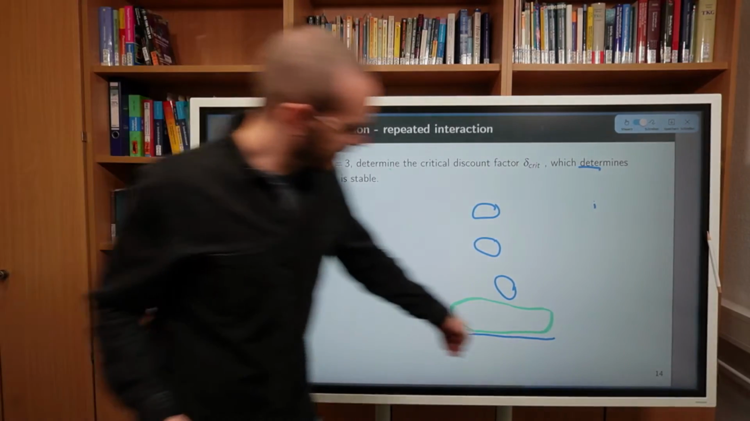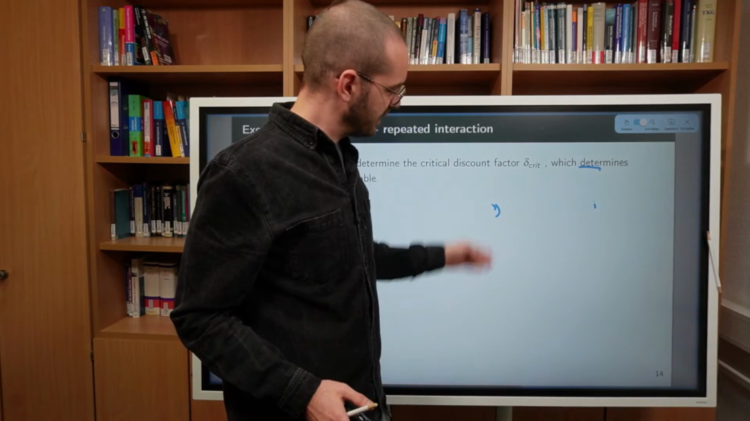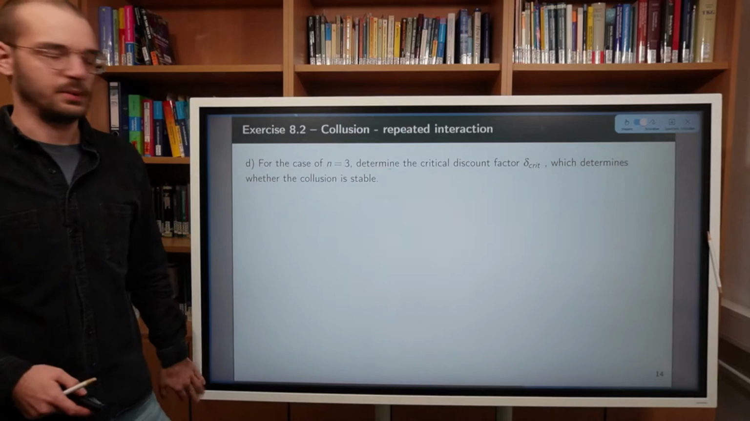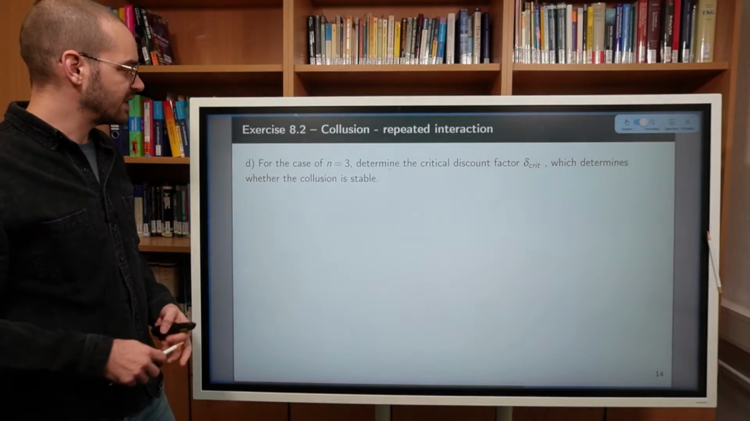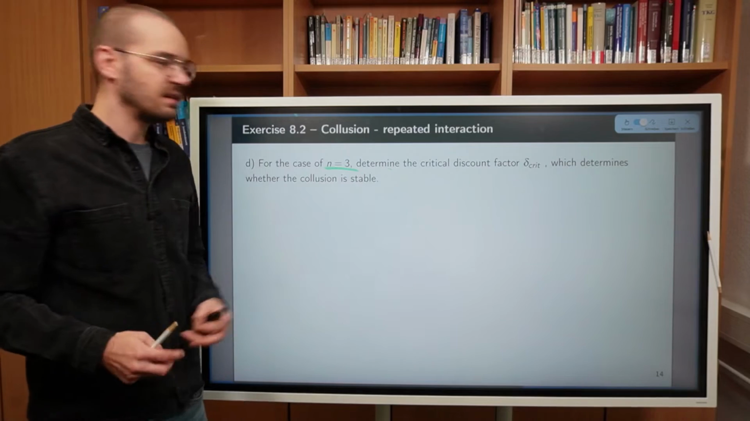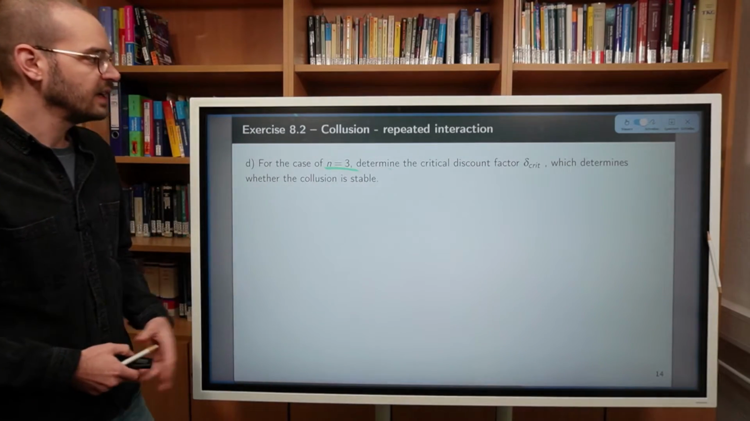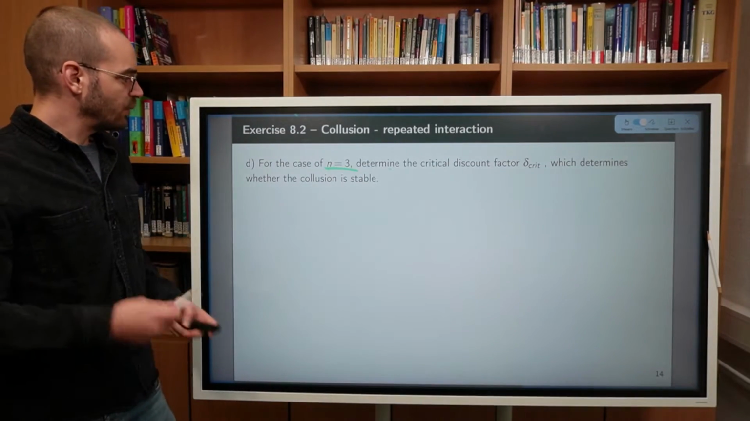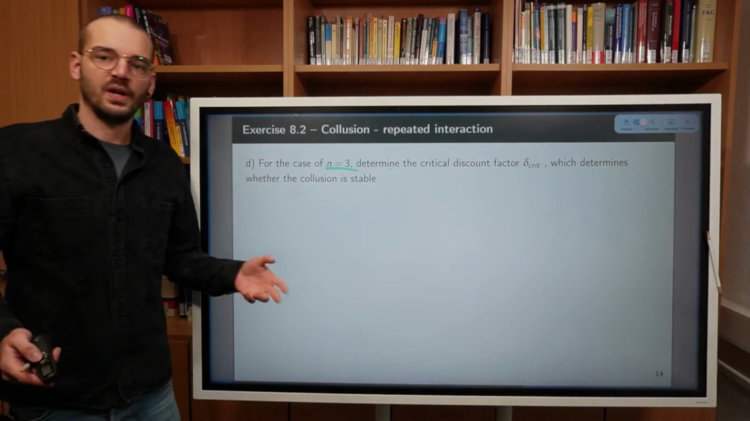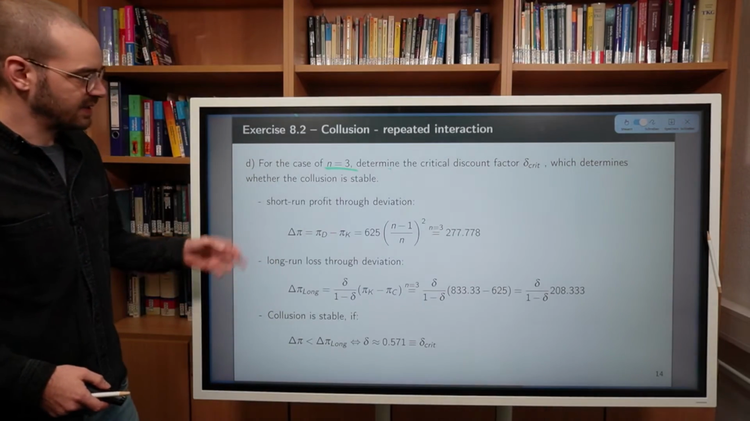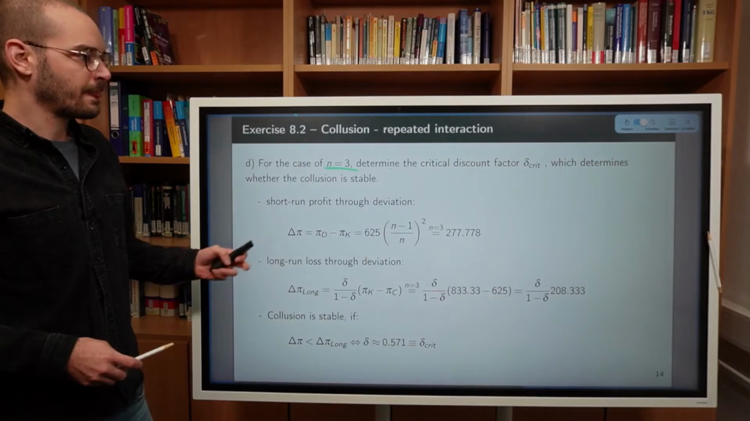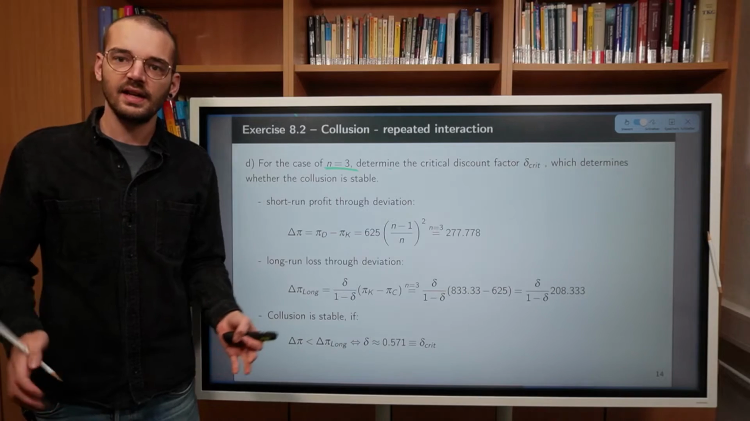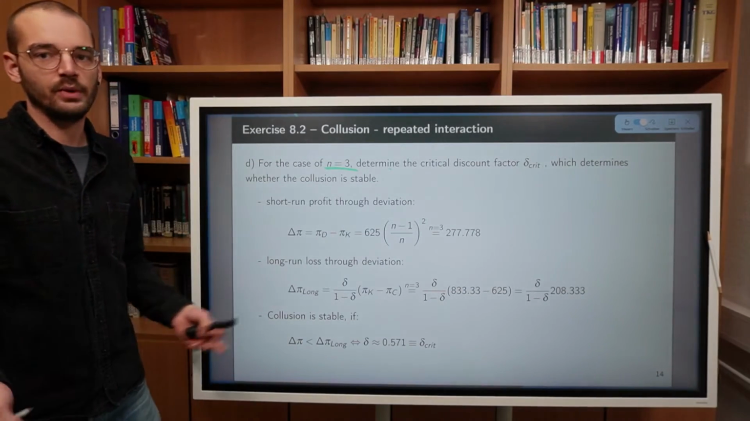All right, now let's get rid of n, so we have some actual results that we can talk about in a more straightforward way. So in this task D, we are asked to consider a case where n, the number of firms, takes a value of 3. And we are asked to determine the critical discount factor, delta crit, which determines whether the collusion is stable or not. Well, we have already stated an expression for this critical discount factor, so we could simply plug in n equal 3 and calculate it. All right, and then we're done.